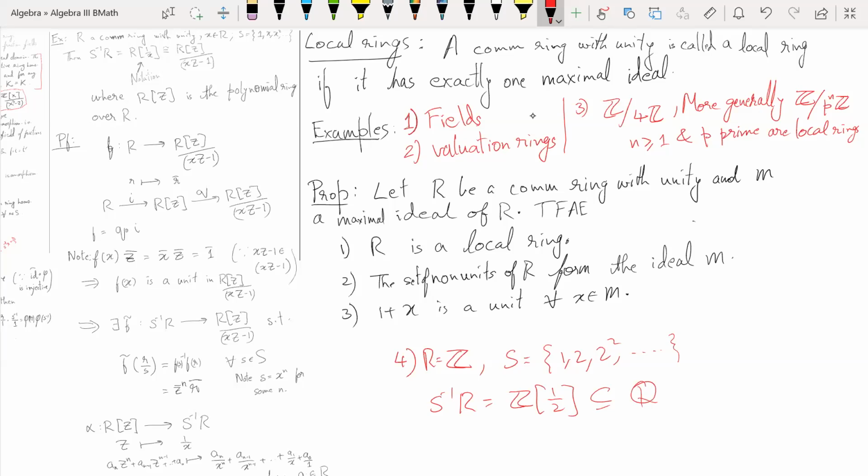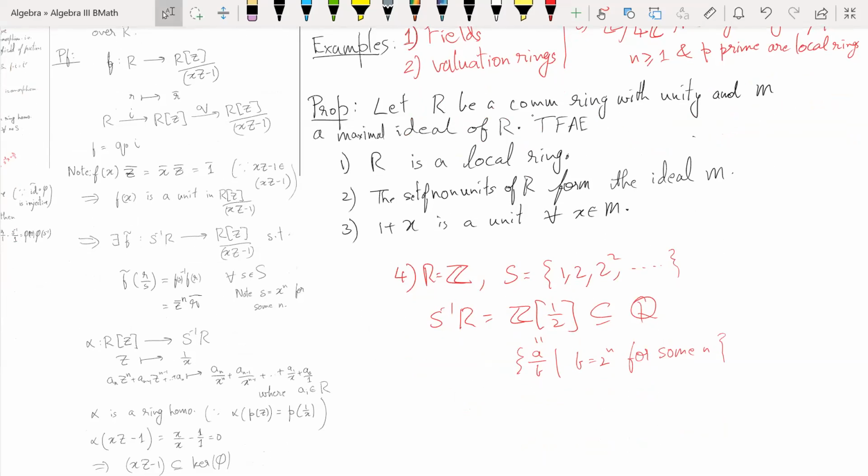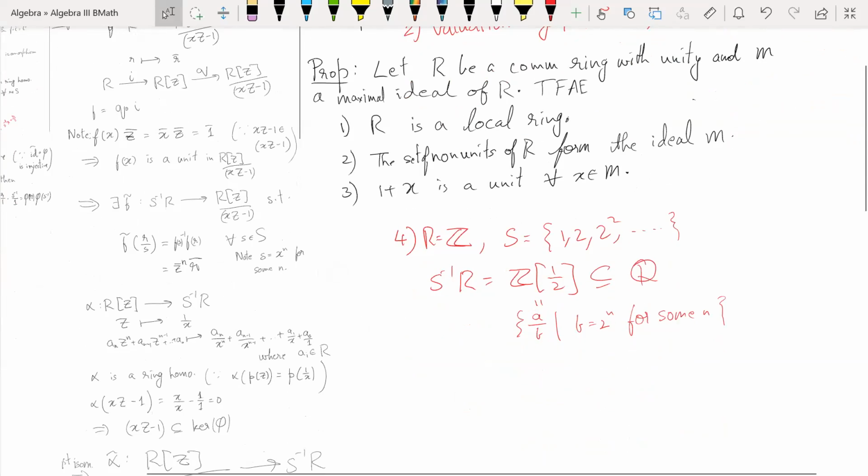So you get this when you do this localization. You invert everything, so you look at fractions. The description is a over b, where b is 2^n for some n. Another ring which you can cook up using 2 is somewhat different. Here you are allowing denominators which are powers of 2; in the other, you allow denominators which are coprime to 2. Sorry, this is not an example of a local ring. This is an example of some ring.